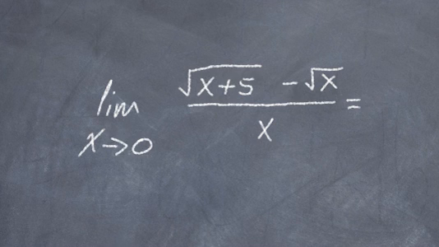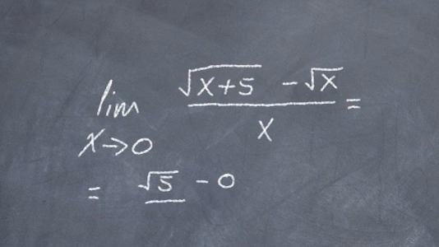We have the limit as x approaches 0 of the square root of x plus 5 minus the square root of x, over x. So we do the direct substitution, plugging 0 directly in, and we end up having 0 plus 5, which is just going to be the square root of 5 minus the square root of 0, which is 0, over 0. So we end up with the square root of 5 over 0.